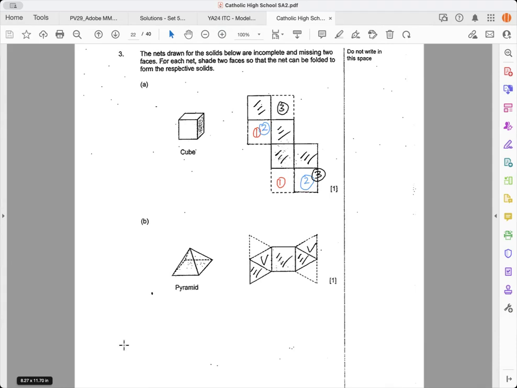So this is for part B, 3B. Any question? Teacher, I put the one at the top and the one at the bottom, and I got it correct. Question A, is it? Or 3B? Yeah, the cube one.